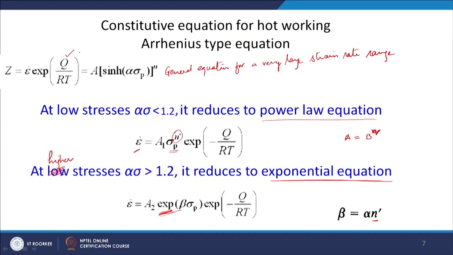Now we will use all these particular equations to calculate all the parameters of our constitutive equation. In this particular constitutive equation you have Q which you want to know, n which you want to know, and alpha which you want to know. These parameters are required for development of the constitutive equation.